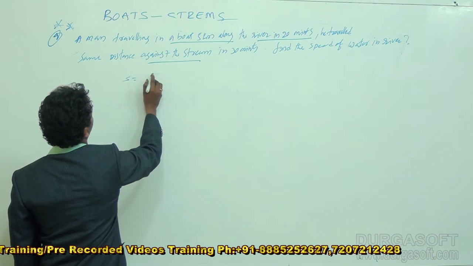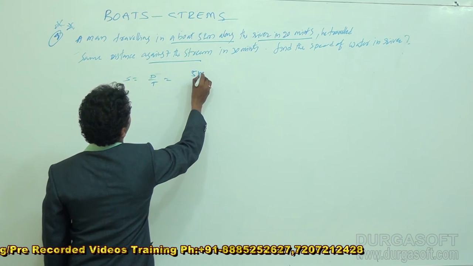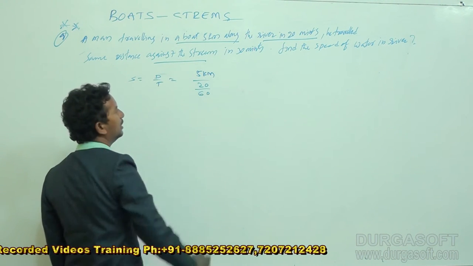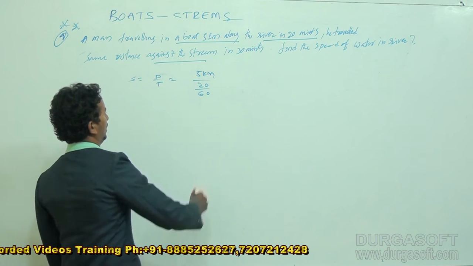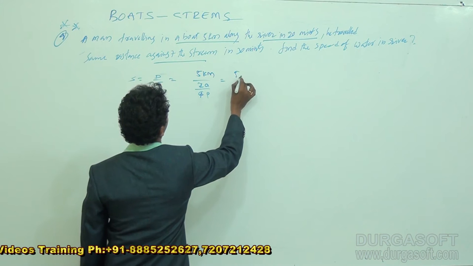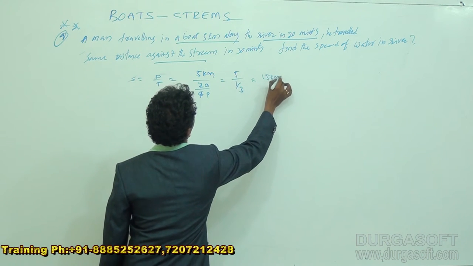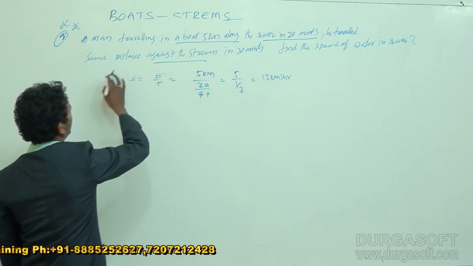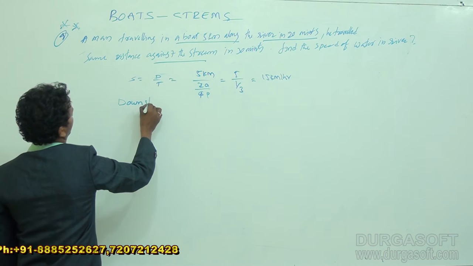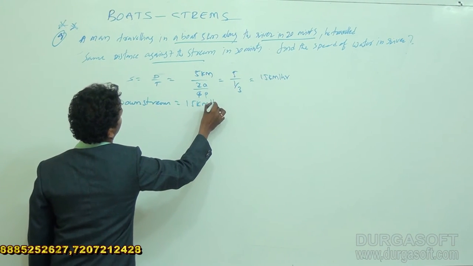Now distance divided by time is equal to what? 5 kilometer divided by 20 minutes. Minutes again converted into hours. So 20 by 60 is 1 by 3, and 5 divided by 1 by 3 is equal to 15 kilometer per hour. This is the downstream. Downstream is equal to 15 kilometer per hour.